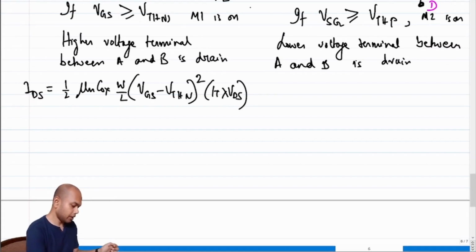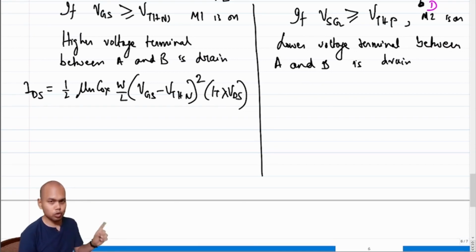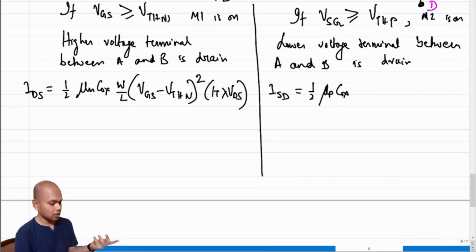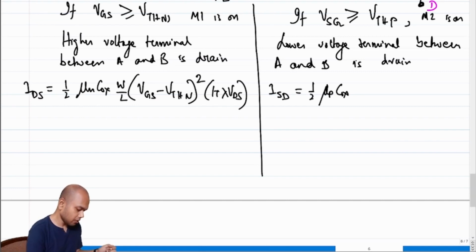So in case of a p-MOSFET, the current flows from source to drain, so everything is reversed. So this becomes ISD equal to half mu p Cox, where mu p is the mobility of the carrier, in this case the hole, times (VSG minus VTHP) whole squared times (1 plus lambda VSD).